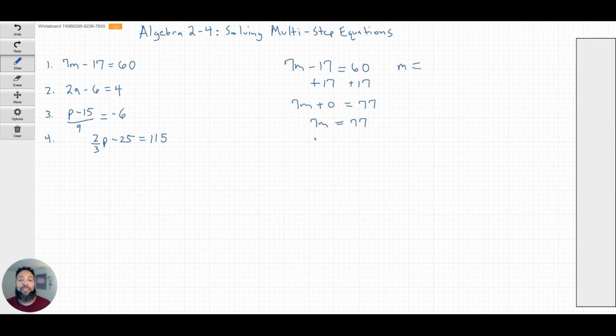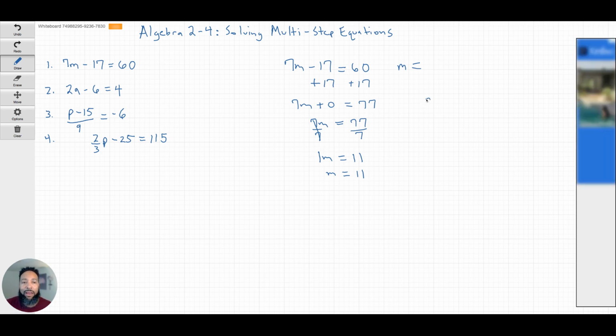So the 7 is multiplied by the m. In order to get rid of it, we're going to perform an opposite operation. So we're going to divide both sides by 7. When we divide both sides by 7, the 7's cancel out on the left side. 7 divided by 7 is 1. So we have 1m equals 77 divided by 7, which is 11, or m equals 11. So I hope that helps. Let's go ahead and do the next problem.